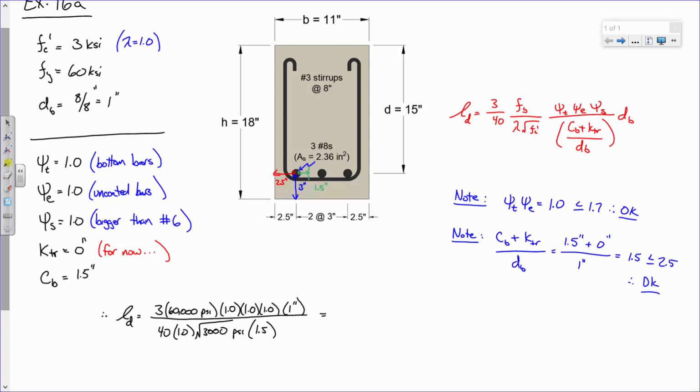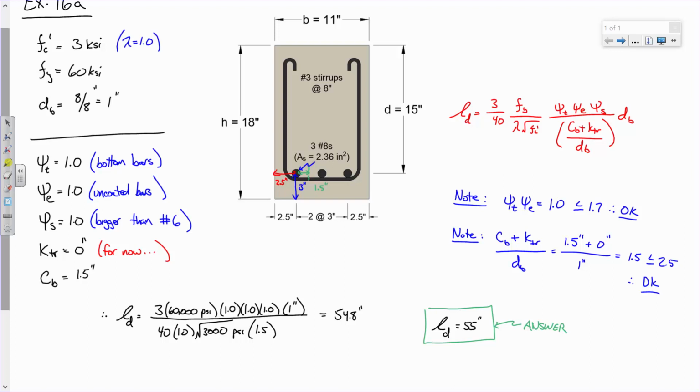54.77, we'll say 54.8 inches. And typically, when you're looking at development length, remember, you're telling a contractor how far you need to embed the bar. Just tell them L_d is 55 inches. What that means is that for this scenario, we would need to embed that bar 55 inches into the adjacent element in order to develop its capacity.